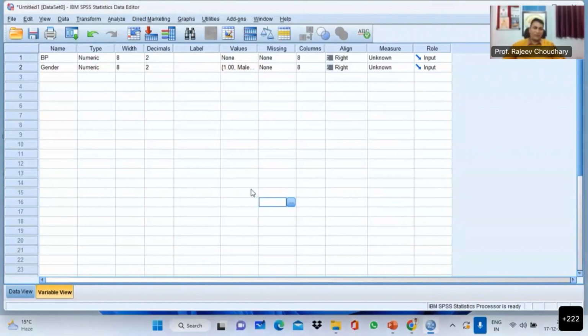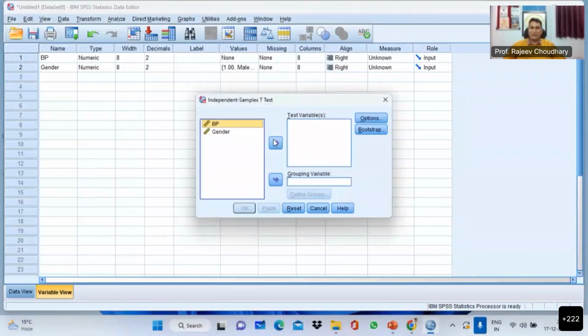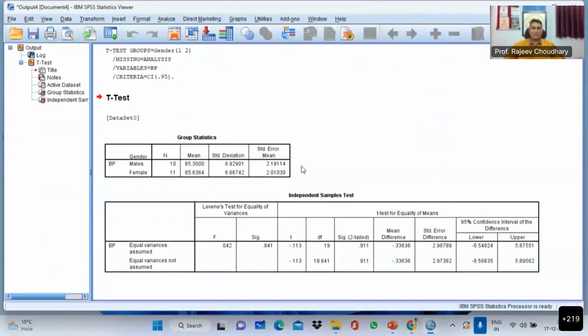Now we will give the command to the software to analyze data by using independent t-test. Data entry is complete. Go to analyze, go to compare means, go to independent sample t-test, bring BP in the test variable, blood pressure in the test variable, and gender in the grouping variable. Define the groups, and we have defined as 1 and 2. Continue, click on OK. See, we have taken 11 females and 10 males.